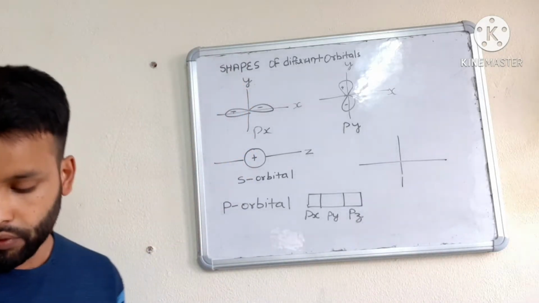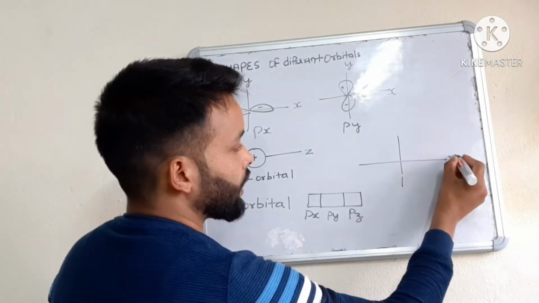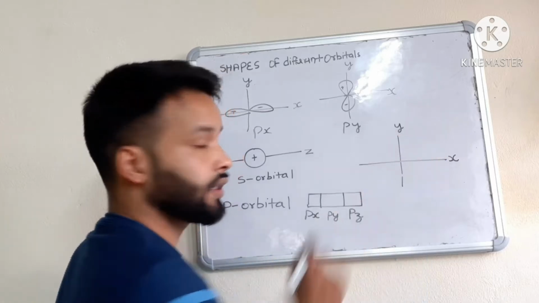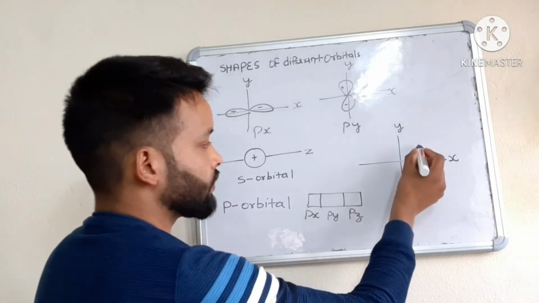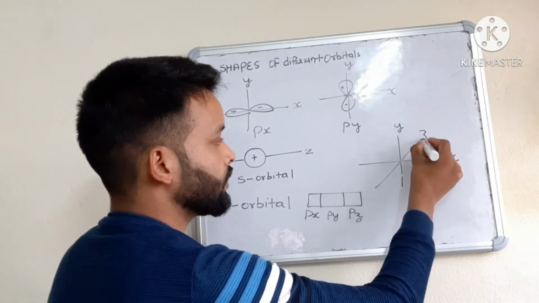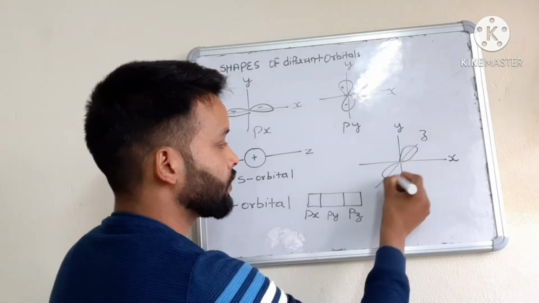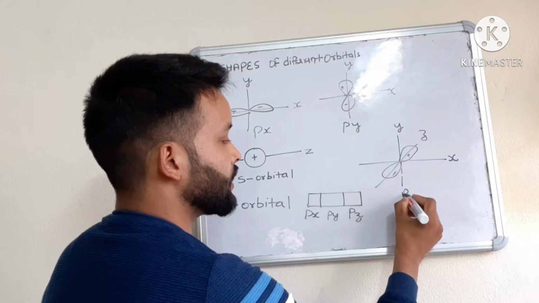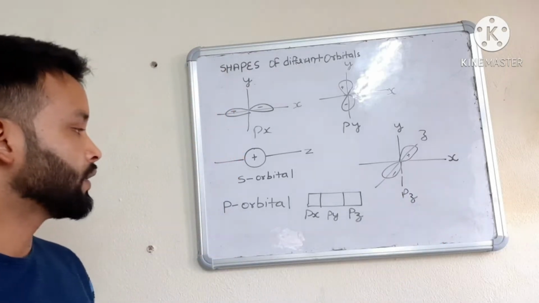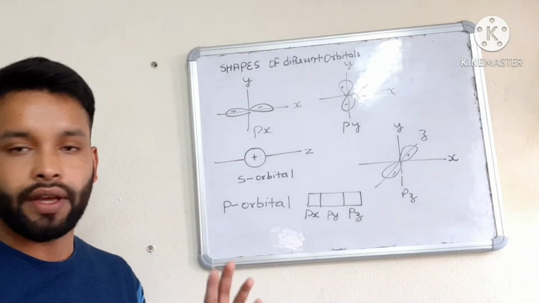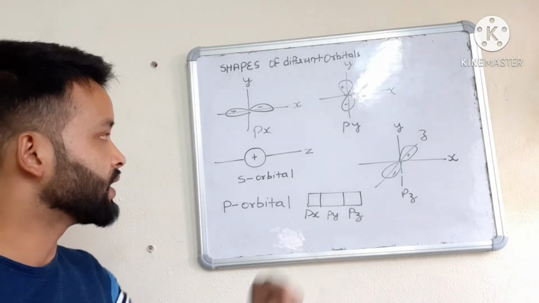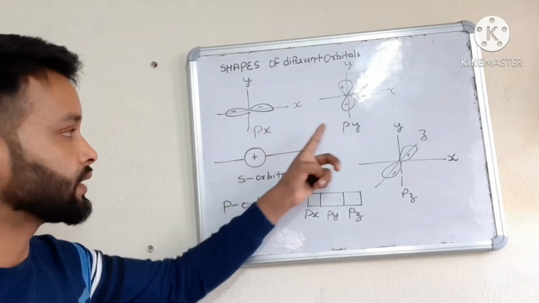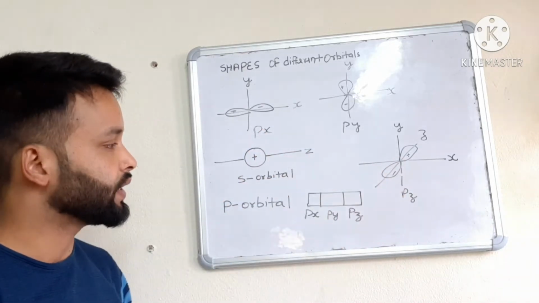So what I'll do, I took x this axis and y this axis. So now z is this only. So here I'll draw positive, negative. This is our pz. So in p orbital we have three basically: px, py, pz. This is px, this is py, and this is pz.